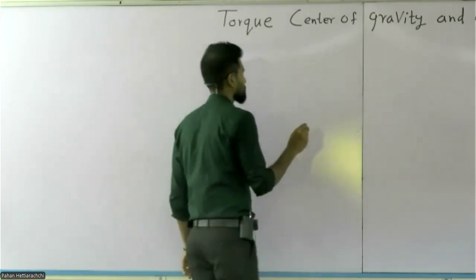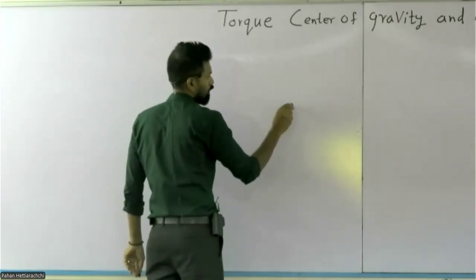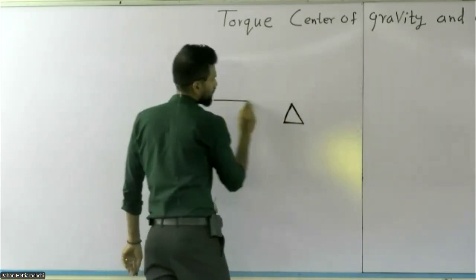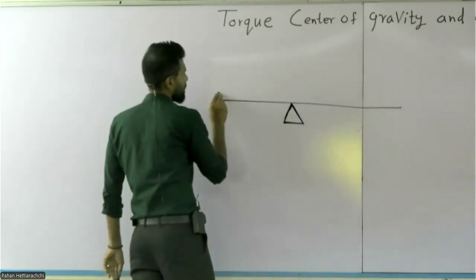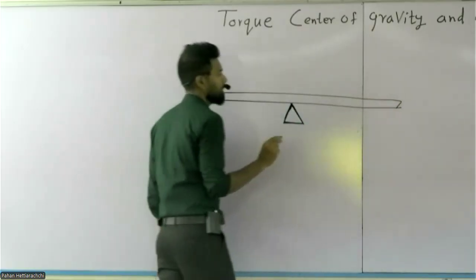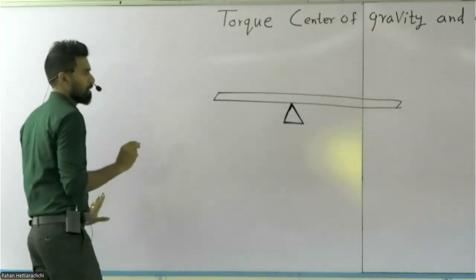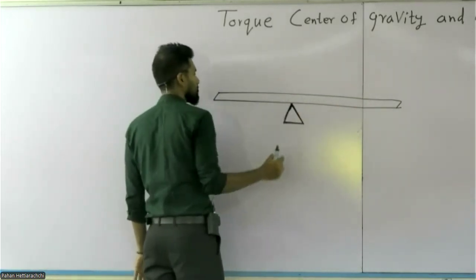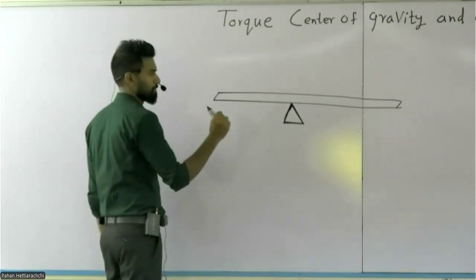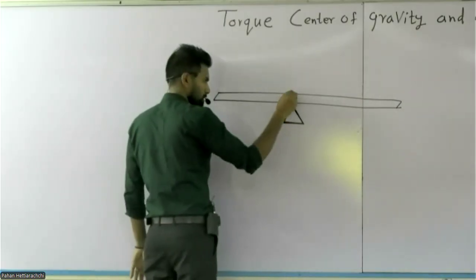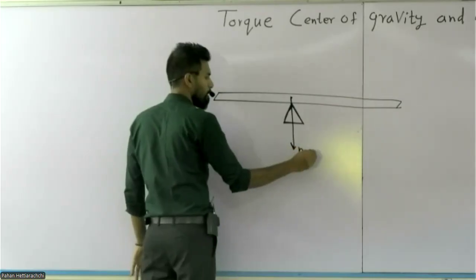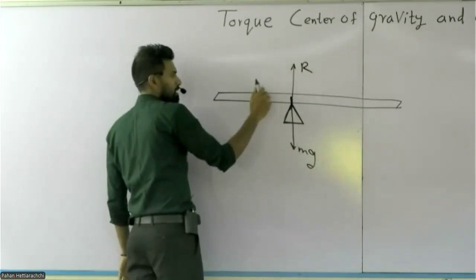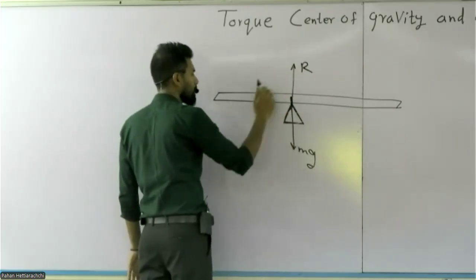Now, here there's a knife edge like this. On this knife edge, a meter ruler is kept. And now this meter ruler is in a balanced situation. It's in equilibrium. So you have to mark the weight of the meter ruler, and from this knife edge, there will be a reaction. But still, the object is in an equilibrium position.